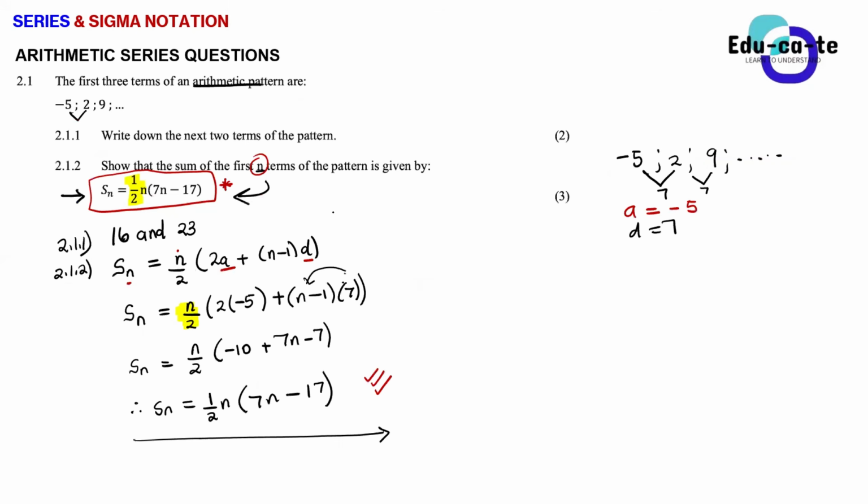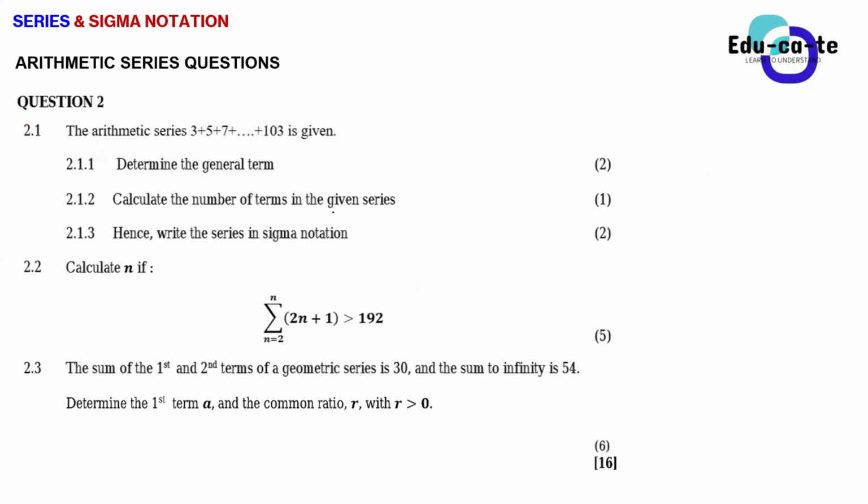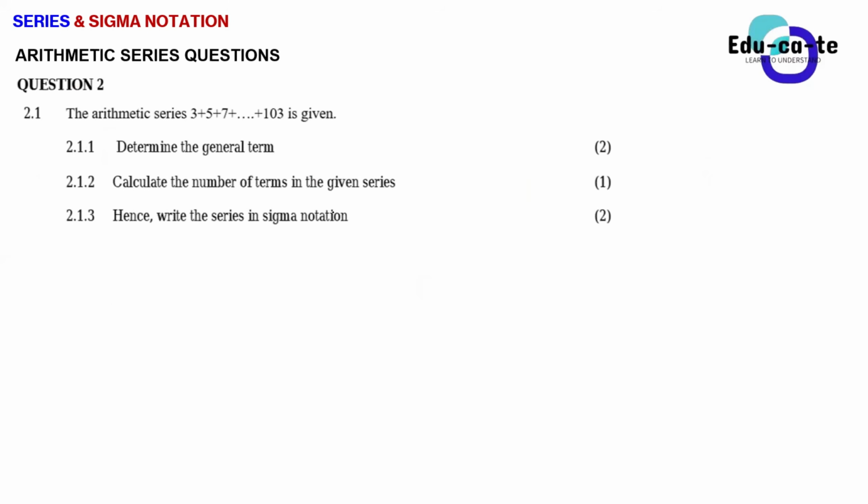So I'm going to take this problem, question 2 of arithmetic series. You are given an arithmetic series: 3 plus 5 plus 7 until you reach 103. It's the same thing that I gave you. For 2.1.1, you now know how to determine the general formula. What is the general formula that we got for this series, 3 plus 5 plus 7 until 103?